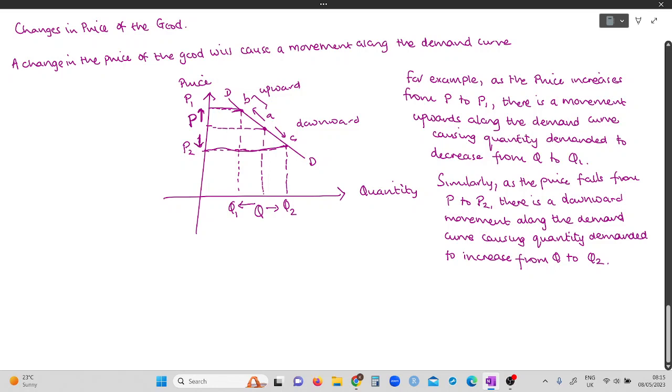Now we will look at other factors influencing demand. These are known as the conditions or determinants of demand. So take this down and then we move on to the conditions of demand.